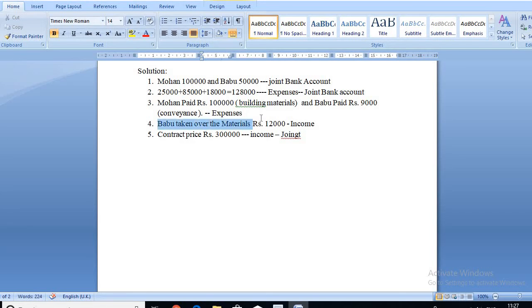And while taking this material, Babu does not take it free of cost. Before taking these materials, he will pay the price of the material to the business.